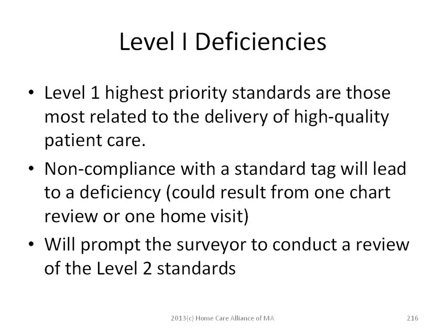Now, Level 1 deficiencies. Level 1 is the highest priority standards. These are those most related to the delivery of high-quality patient care. Noncompliance with the standard tag will lead to a deficiency. It could result from one chart review or one home visit. So it only takes once to have a citation for a deficiency. This will prompt the surveyor to conduct a review of the Level 2 standards.